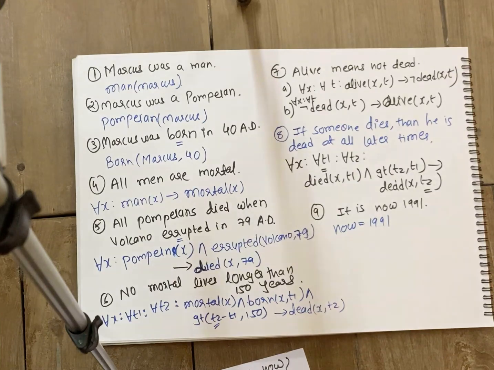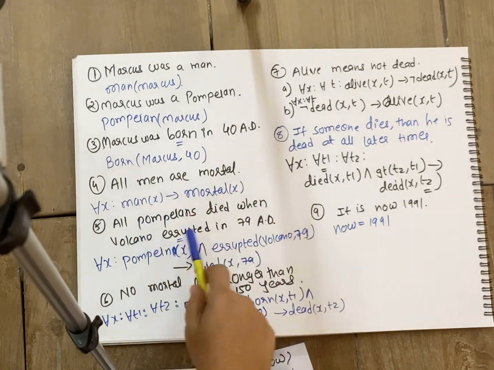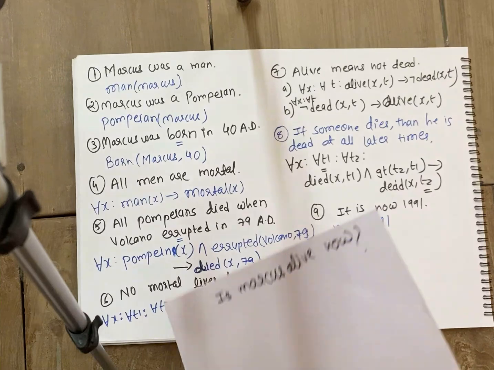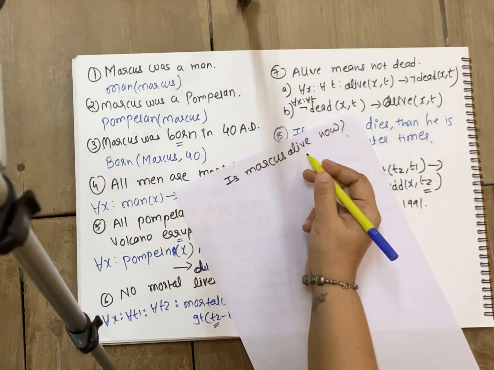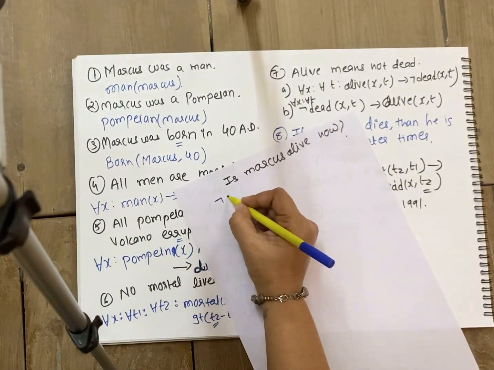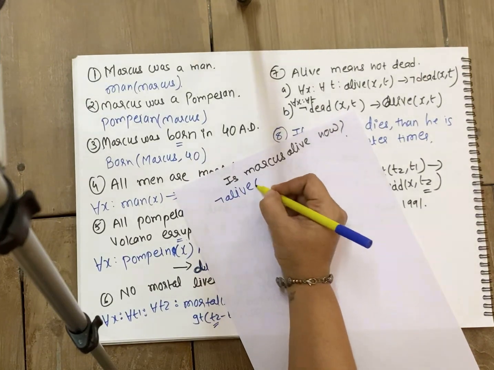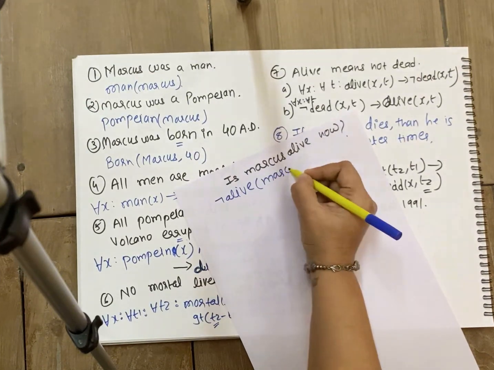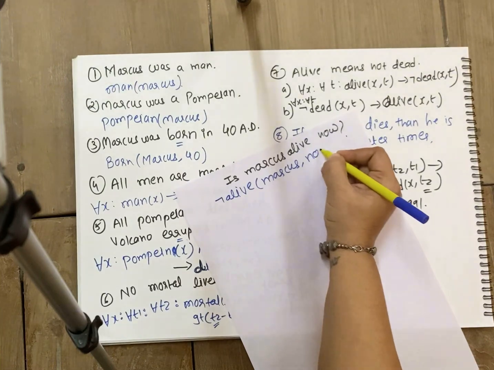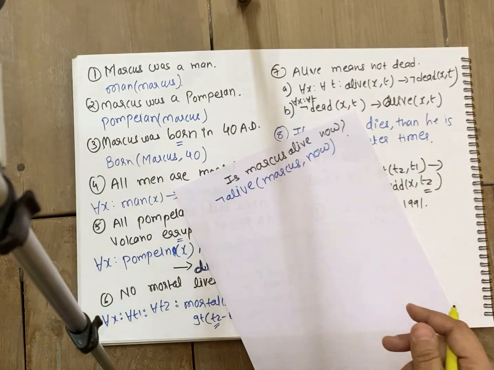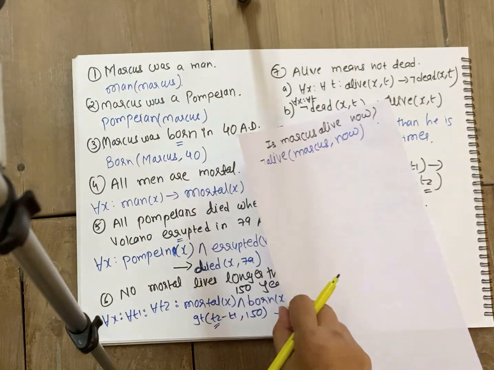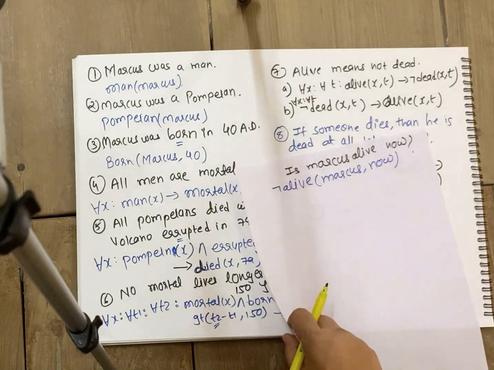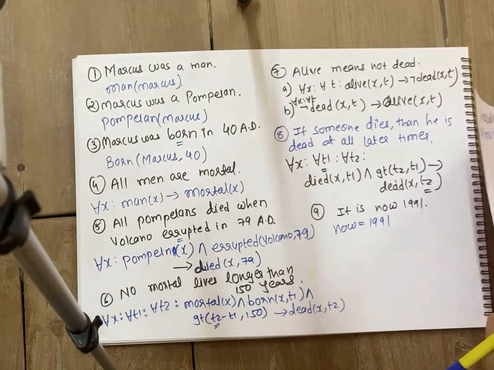Marcus is not alive because Marcus is Pompeian and all Pompeians died in 79. So instead of proving Marcus is alive, we will try to prove not alive Marcus. When? What time? Now. Okay, fine. Now what are we going to do over here? We are going to search for not alive over here.